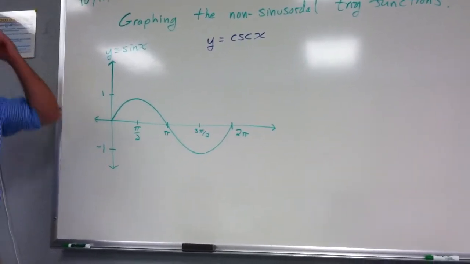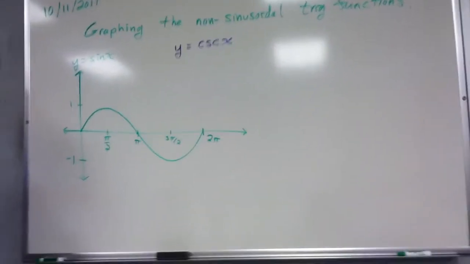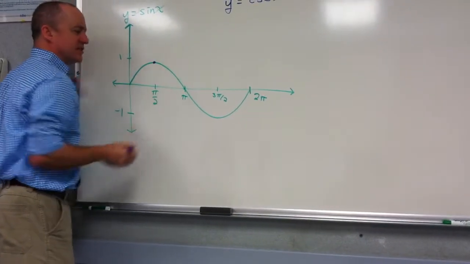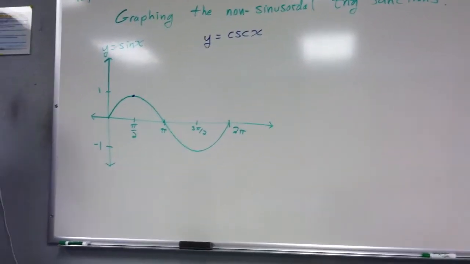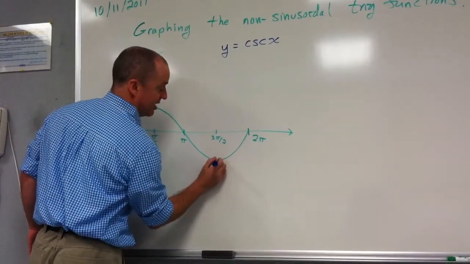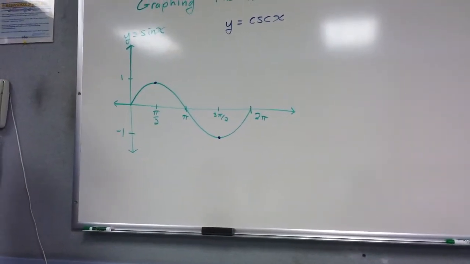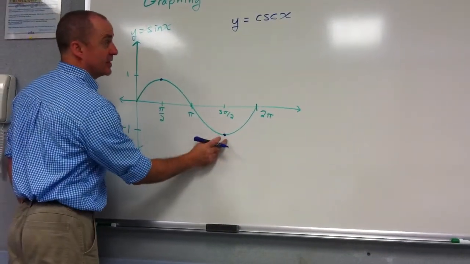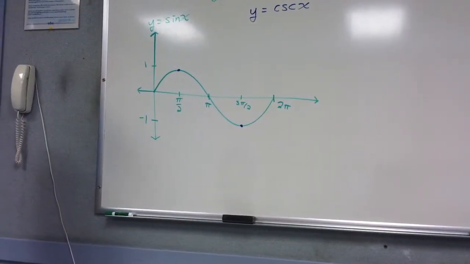What is the reciprocal of 1? 1. 1 is just 1. Okay? So anywhere the sine is equal to 1, the cosecant is equal to 1. What's the reciprocal of -1? -1. The reciprocal does not change the sign, S-I-G-N, of the thing you're finding the reciprocal of. So the cosecant graph must be equal to 1 where the sine is equal to 1, and must be equal to -1 where the sine is equal to -1. Those are the places where cosecant and sine intersect.